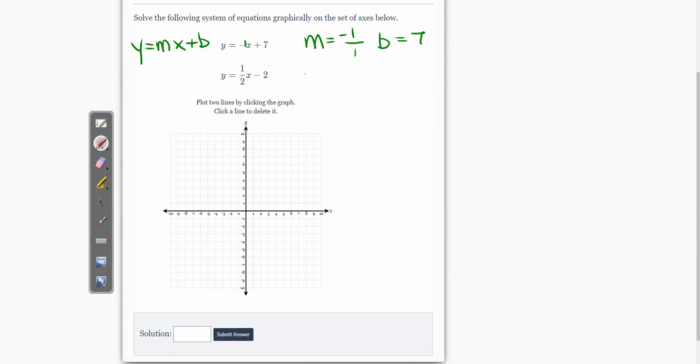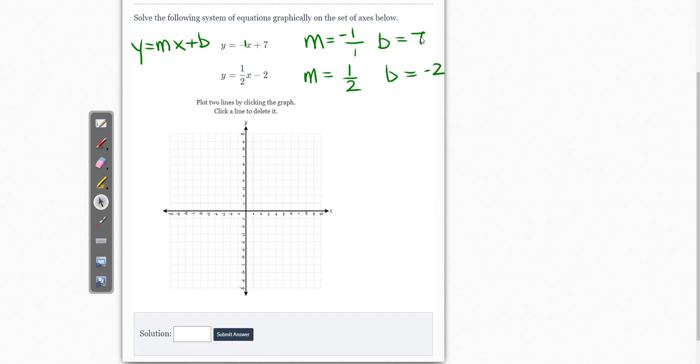For the next one, my m value, the number in front, is going to be 1 over 2. And then my b value, to the right of x, is going to be a negative 2. So let's go ahead and graph the first one.